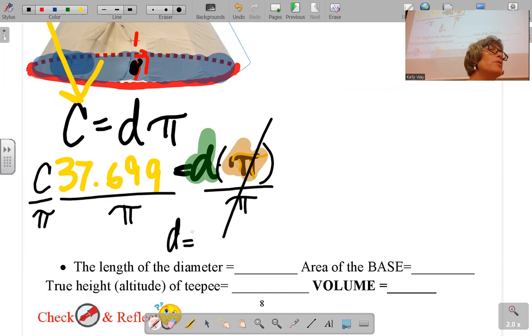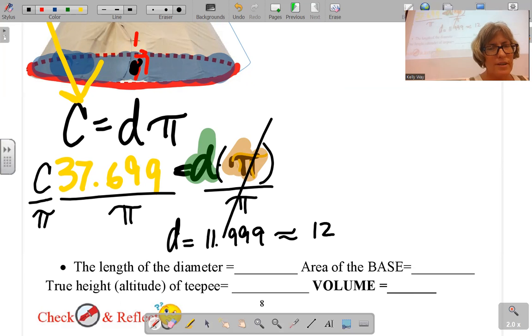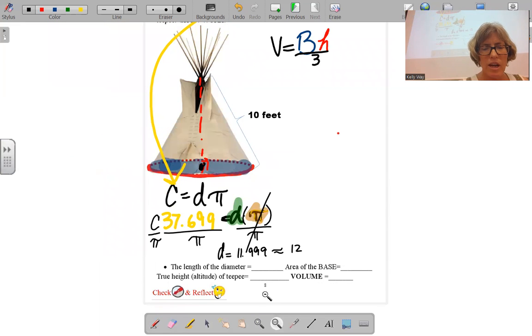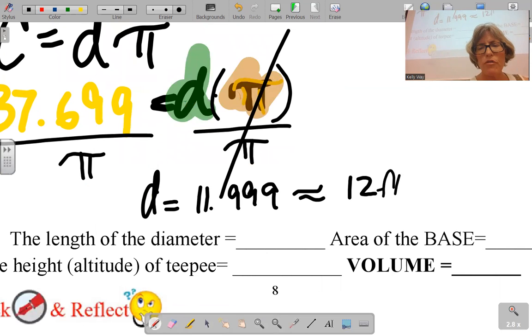Sam, do you have a calculator in front of you? Let's do the diameter, which is 37.699, divided by the pi key, please. And then tell me what you get. Do you know how to use your pi key on that calculator? You have to hit second function. 11.999, which means I was shooting for 12 there, friends. And I think we're feet? Yeah, we're feet. So 12 feet. Behold, we have our diameter.